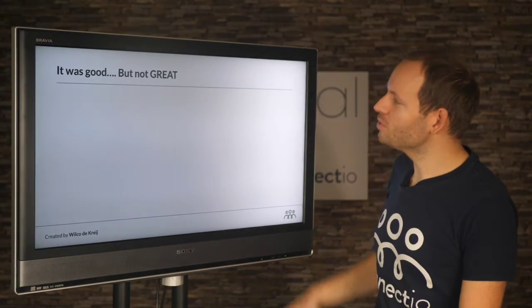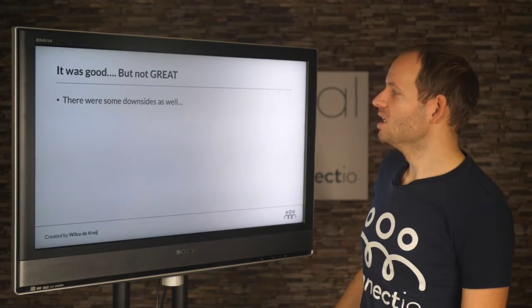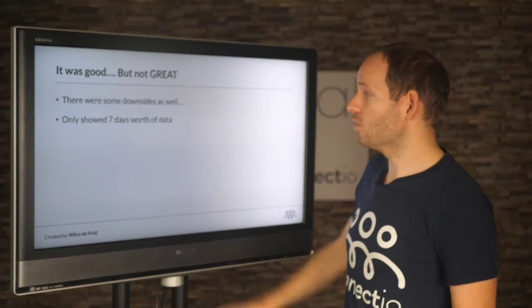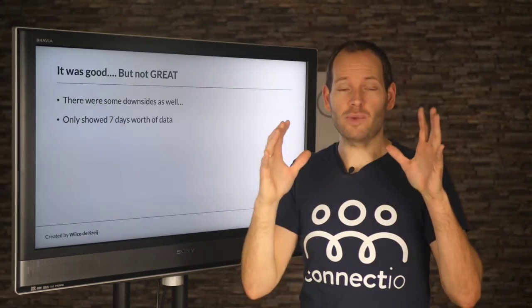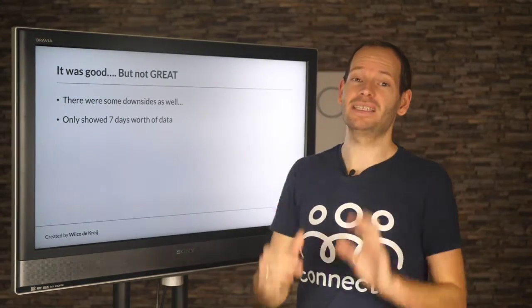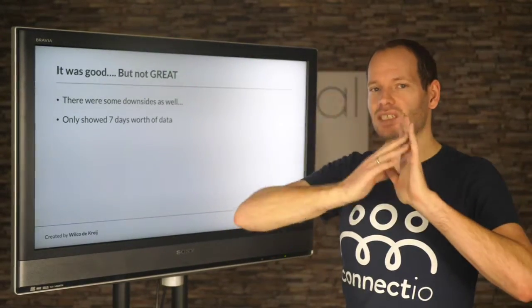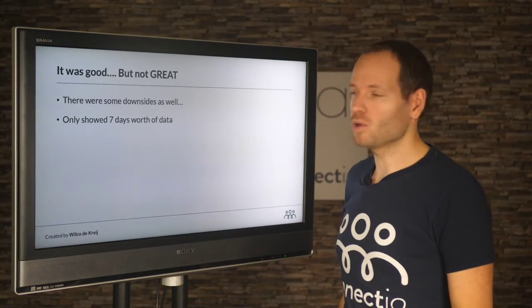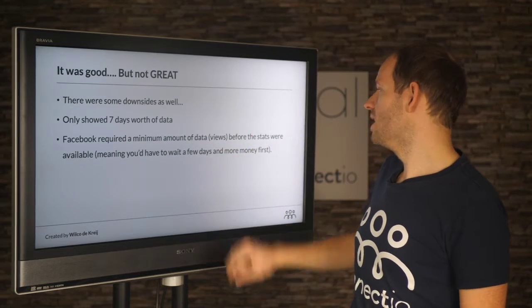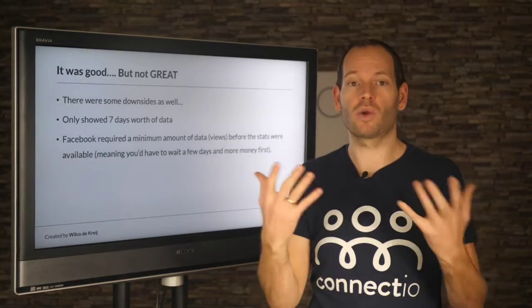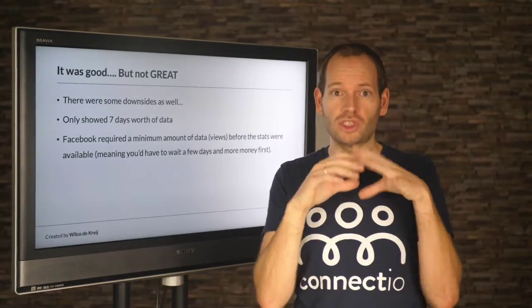Now, for those of you who use the breakdown feature, it was good, but it was not as great as I ever wanted it to be, because there were some downsides in the Facebook Ads API. First of all, we were only able to show the last 7 days' worth of data. So for any one of your ads, you would only see data for the last 7 days, which gave you a bit of an idea, but you wouldn't be able to see your full campaign history over a long period of time. Also, Facebook required a minimum amount of data or views before the stats were available, which basically meant that once you started running your ads, for the first couple of days Facebook said there's not enough data for us to show this information.